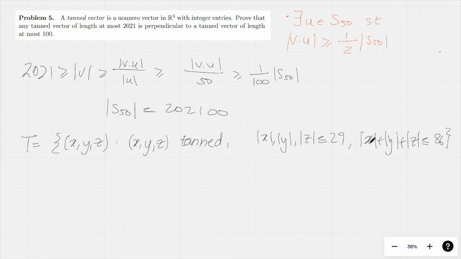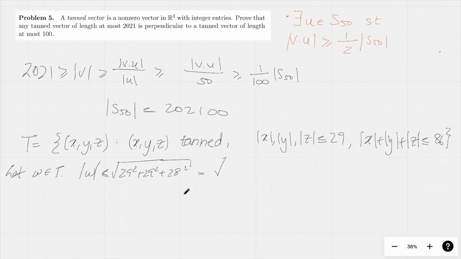So firstly, we notice that, well, what's the biggest size a vector could be in T? So let w be in T. Then what's the absolute value or the size of w? Well, it's going to be at most the square root of 29 squared plus 29 squared plus 28 squared. Now, we want to show that this number here is actually less than 50, and there's a few ways you can do this. You can just plug it into your calculator, but let's imagine we don't have a calculator for this. So how can we show that this is less than 50?